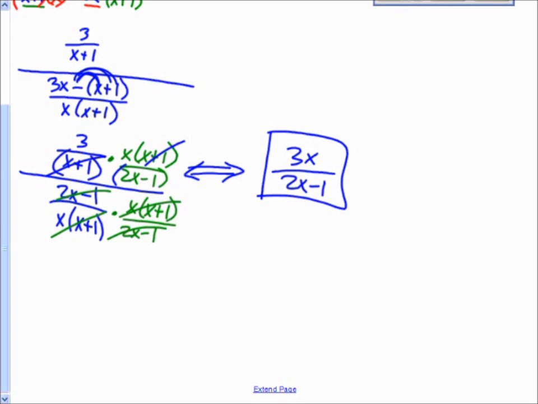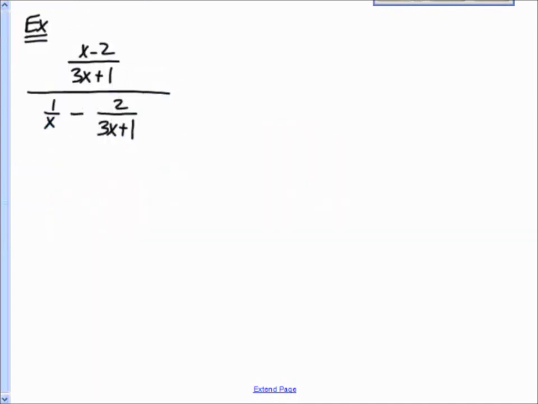Let's try one more of these complex fraction simplifications here. So you notice you want to get that denominator to be one fraction, don't you? Because in this case you have two fractions in your denominator. The left-hand side has an x, the right-hand side does not, so let's force this to have an x. Give it an x, top and bottom. The right-hand side has a 3x plus 1, this side does not, so give it a 3x plus 1, top and bottom.